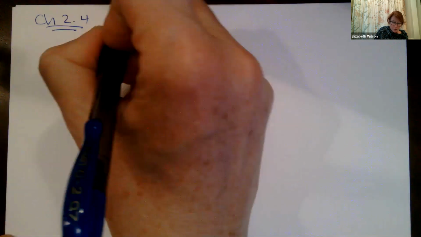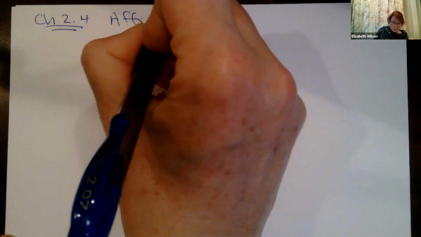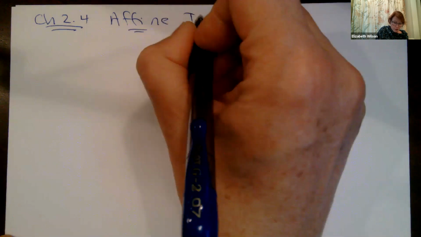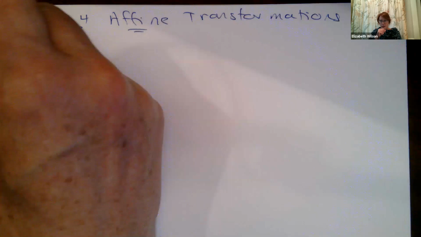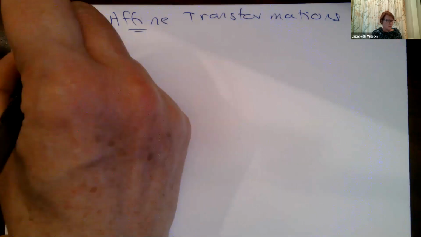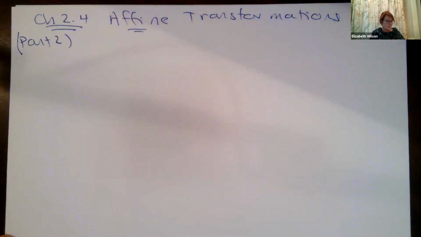Okay, so this is chapter 2.4 again. And we're doing what we now have forgotten, which is called affine transformations. This is chapter 2.4, and I'll write part 2 in parentheses. Okay, so affine transformations are what we're going to talk about today. Okay, so let's take a look. I'm going to write this down too so we can have it.